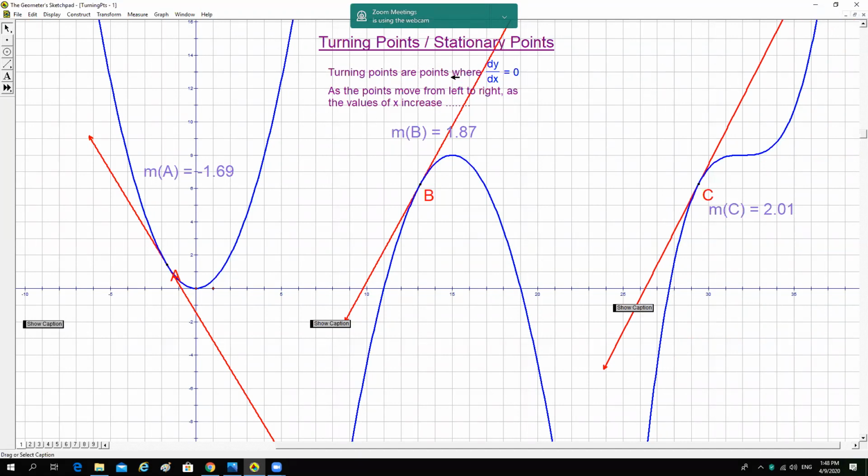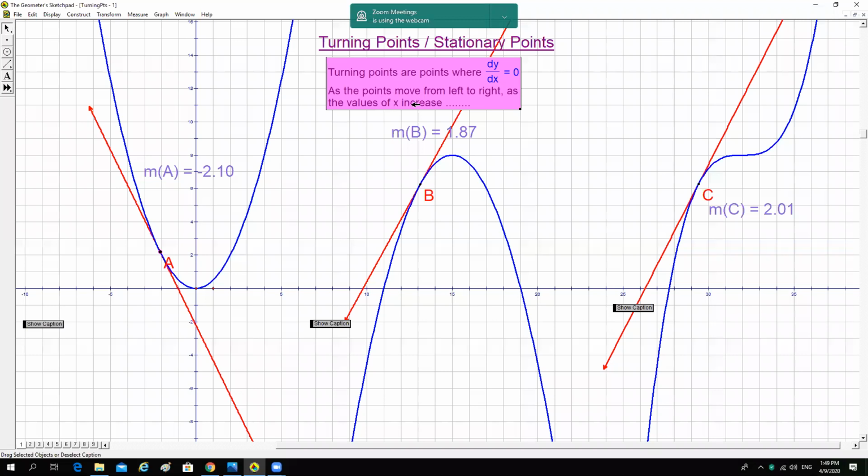Now, what is the characteristic of this turning point? The characteristic is dy/dx equals 0. One more time, let me show you. Now look at the point A. As I drag this point A from left to right, it's always from left to right. Left to right means the value of x increases. So as the value of x increases, we are going to analyze what is happening to the gradient of tangent here.